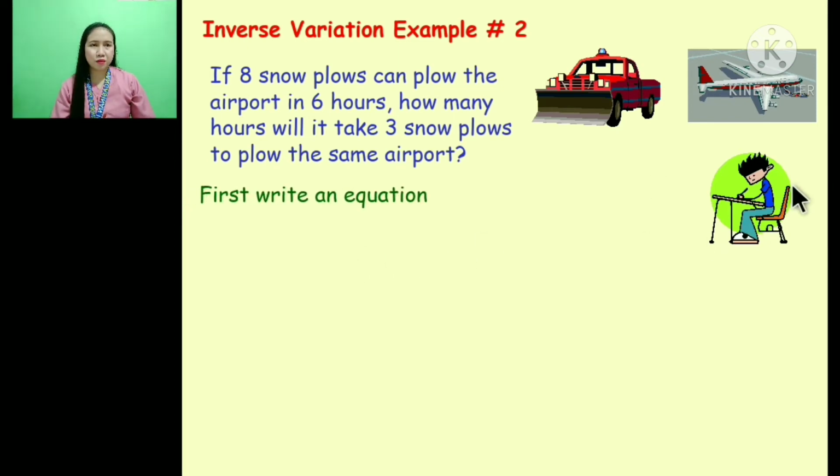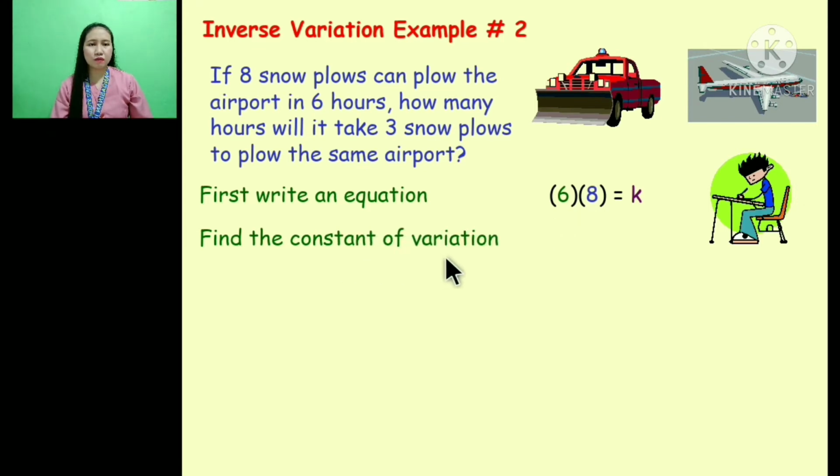First, write an equation. We have 6 multiplied by 8 is equal to k. We're going to find the constant. 6 is the value of y and 8 is the value of x. In order to find the constant of variation, we multiply those two quantities, the x and the y. We have k is equal to 6 times 8, which is 48.